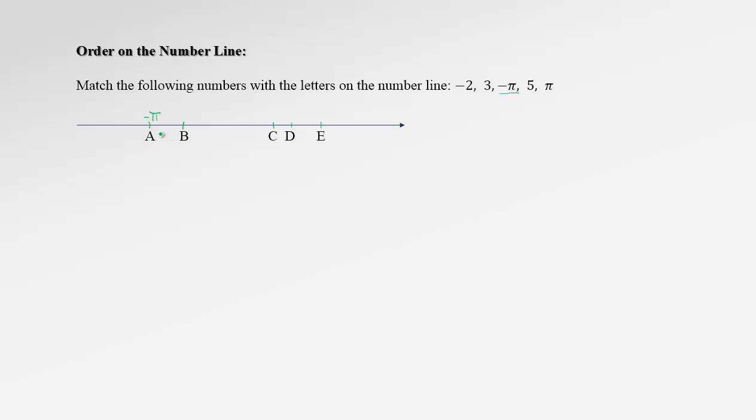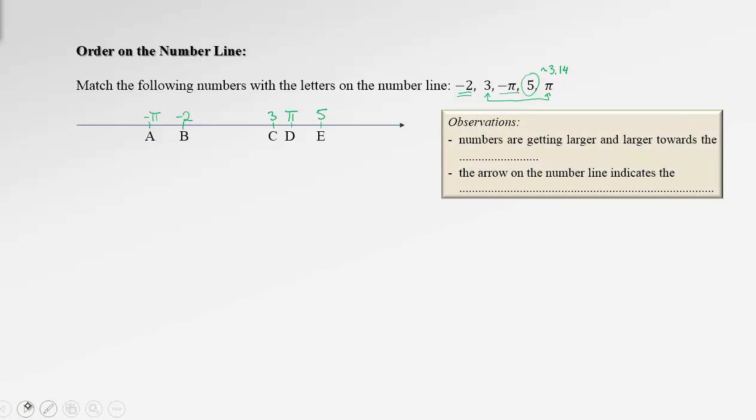Then a number that is a little bit higher than -pi is -2. So -2 will be placed where B is. And then we have positive numbers, 3, 5, and pi. The highest number out of 3, 5, and pi is 5. Therefore, 5 should correspond to E. And then we need to compare 3 with pi. Since pi is about 3.14, it's a bit higher than 3. Therefore, 3 will correspond to C, and pi will correspond to D. So that wasn't too difficult.